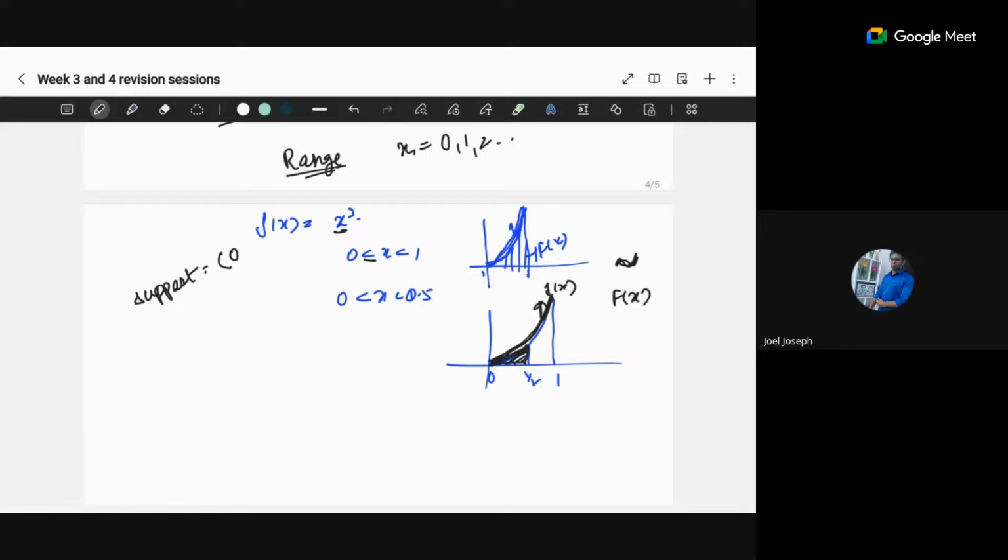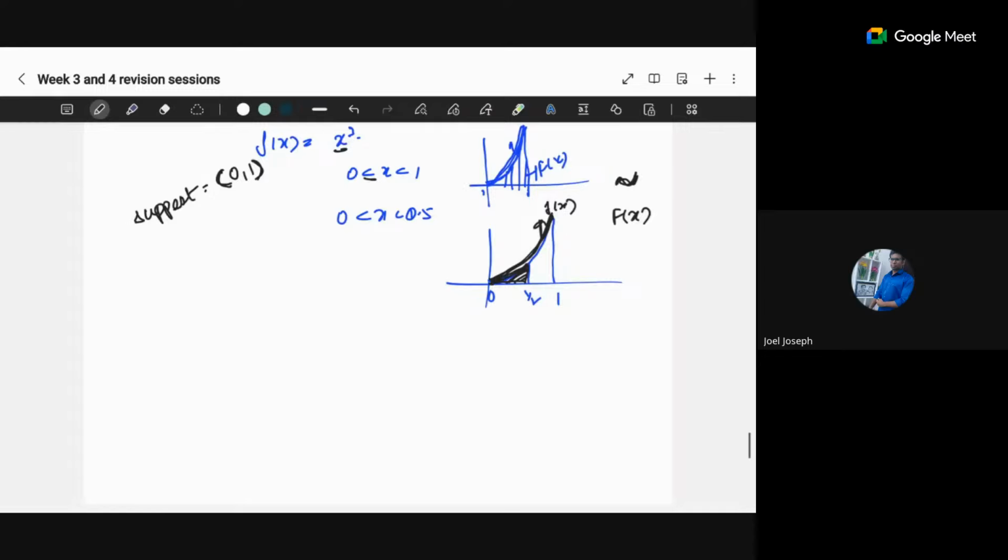It will be all the values between 0 and 1, right? So this open bracket states that the support of x is not equal to 0, but greater than 0 and less than 1. Got the point? Yes, that is my support.